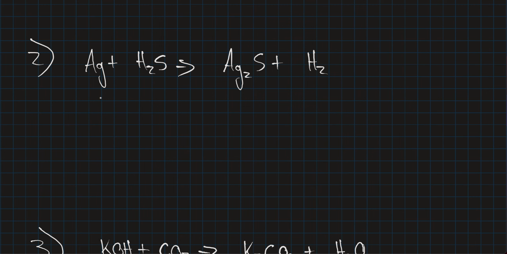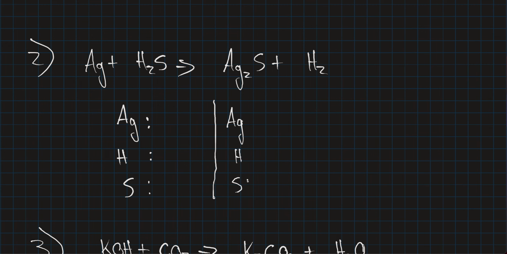Here we have silver, hydrogen, and sulfur on the left-hand side, or the reactant side, and on the right-hand side we also have silver, sulfur, and hydrogen. First things first, of course, jot down the elements. So we know we have silver, hydrogen, and sulfur. On the right-hand side, we also have silver, hydrogen, and sulfur.